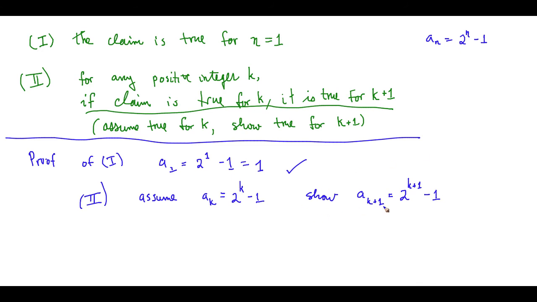So show that a sub k plus 1 must be equal to 2 to the k plus 1. And so this is what we're going to do to prove it. We're going to use the recursive step here. So we know that a sub k plus 1 must be equal to, using the recursive definition, 2 times a sub k plus 1 by the recursive formula.